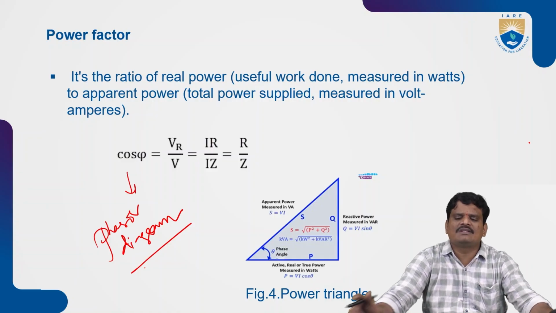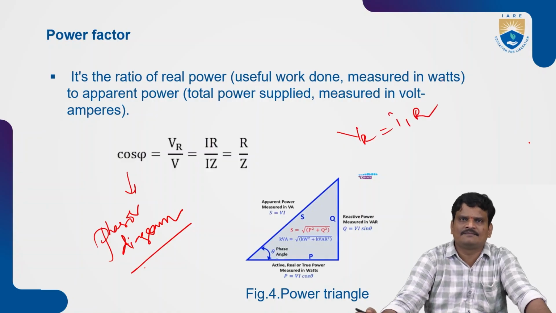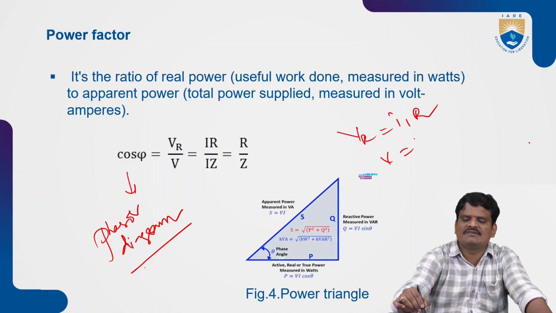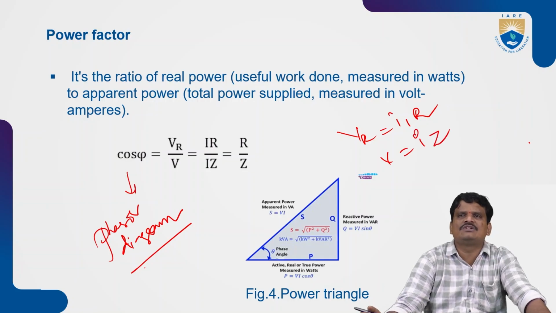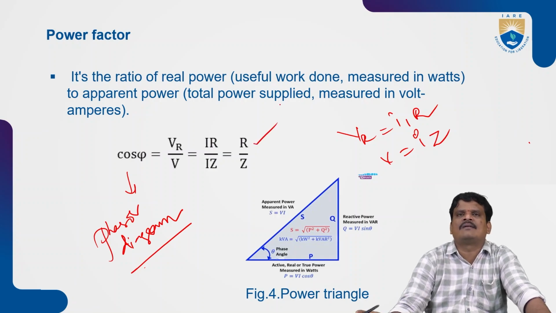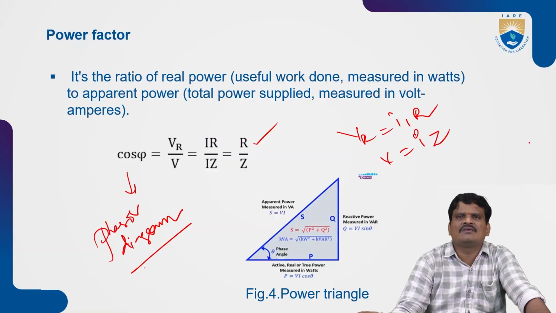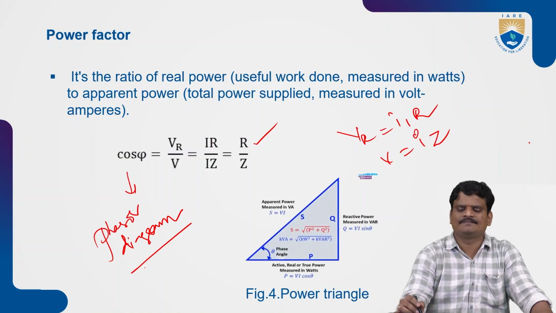We know that the value of VR, from Ohm's law, is I into R, and the expression for the supply voltage is I into Z. By substituting these two parameters in the expression of power factor, that is cos phi, I get the value of cos phi as R by Z. So what is our final conclusion here? The cos phi, the power factor of the series RL circuit, is given as R by Z.